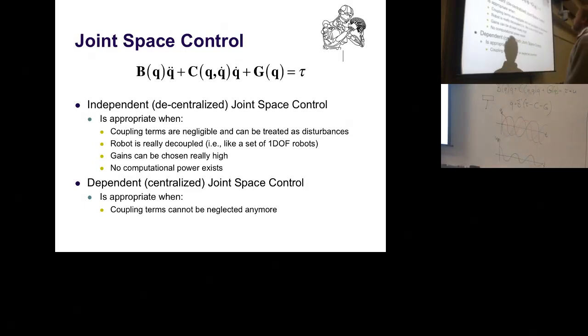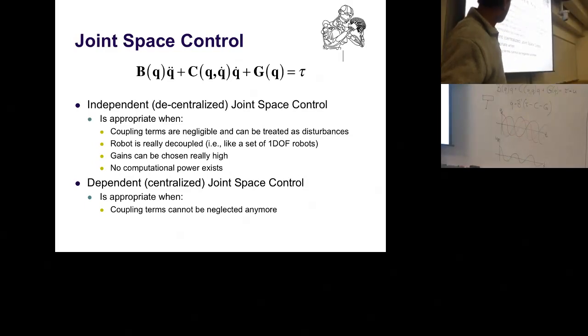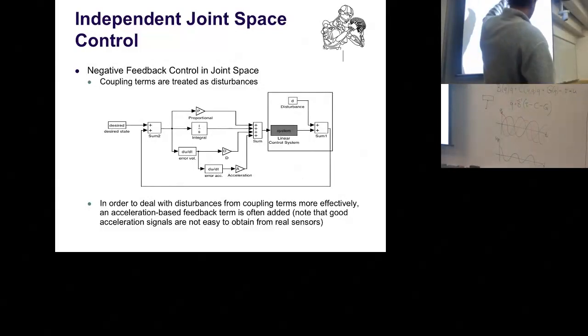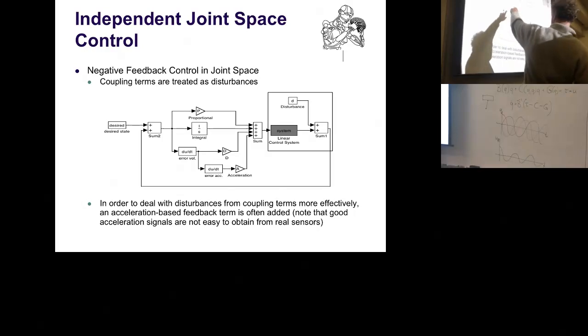Okay, so, fine. Let me see, do I have a picture? Yes. When we do independent joint space control, we basically just create a PID controller or something like that for every joint independently. So we create a proportional gain, an integral gain potentially, and an error derivative: proportional derivative, error velocity.